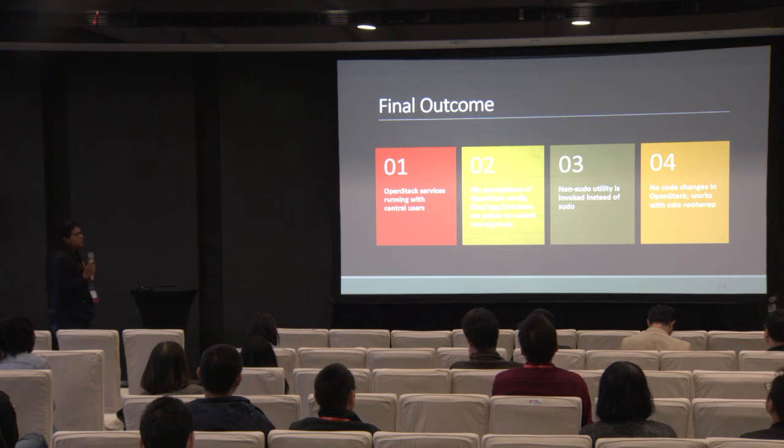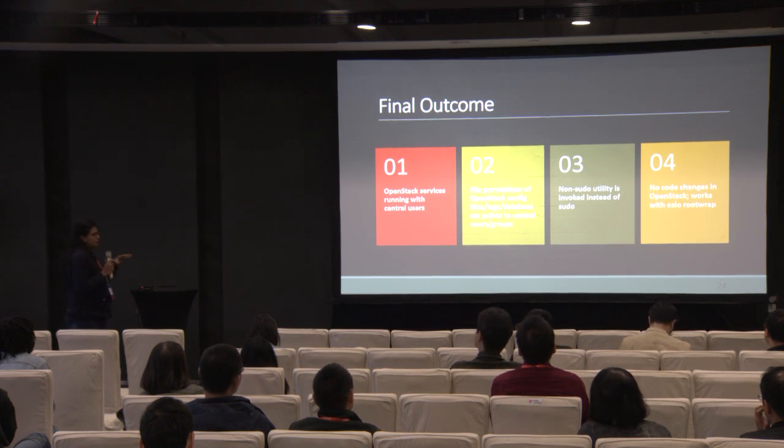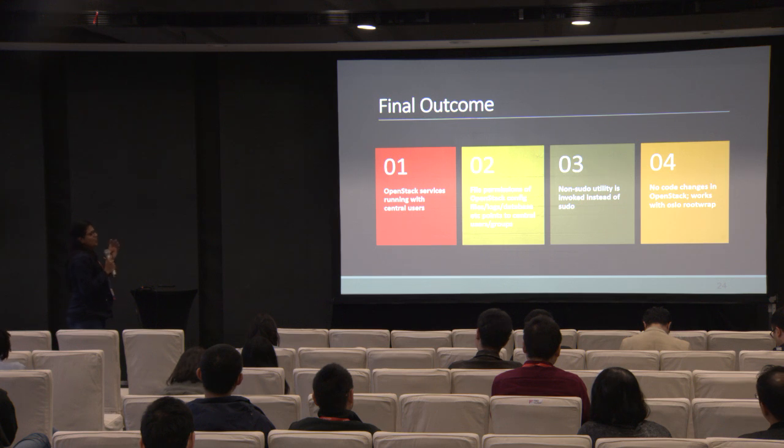We got the non-sudo utility, which is DZDO, invoked instead of sudo, and that was a great personal achievement, I felt, because we were really wondering how we would get it working. Even though adding a symbolic link seems like a very trivial thing to do, we didn't expect that to work, but it actually worked. So all the sudo calls got routed to DZDO, and DZDO could actually go and talk to the central server, because we had all the users already loaded.